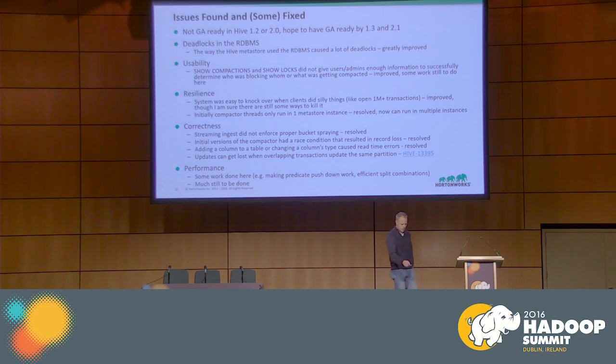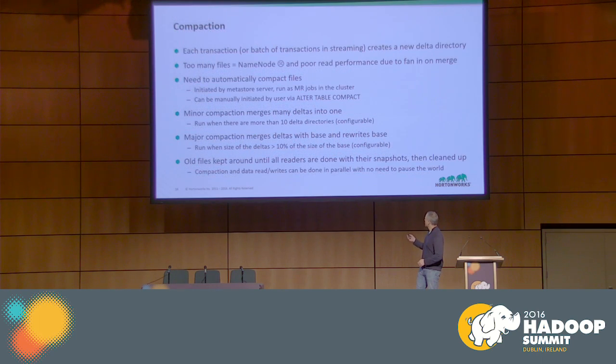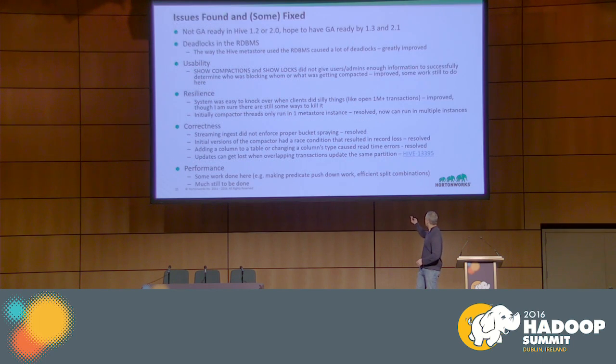That's been resolved. The one outstanding one, that's the reason I'm still saying not GA, is that we do have a lost update issue. If two transactions overlap in a certain way, one of them can stomp the other's update, and there's a Jira, whoop, that's the wrong button. There's a Jira up there, maybe not, for that.